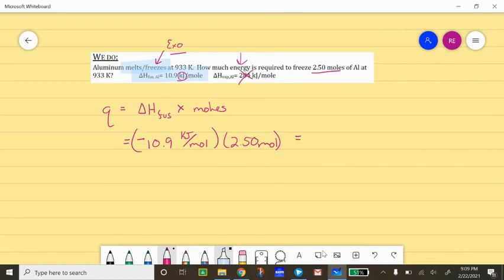That gives us a total for our energy required to freeze 2.5 moles of aluminum as negative 27.3. Moles cancels, and we're left with just kilojoules.